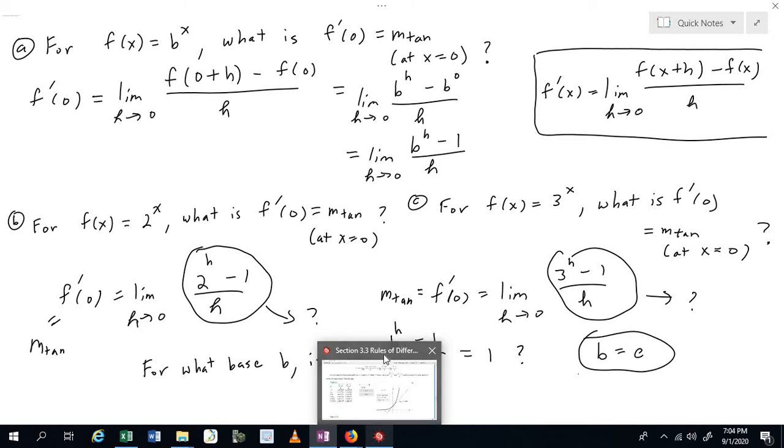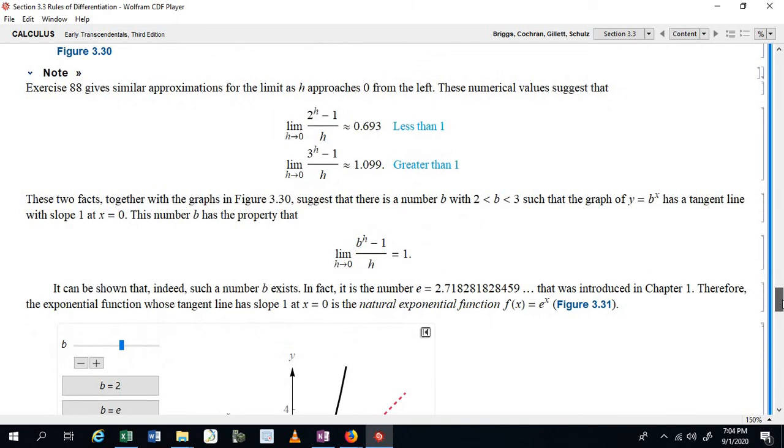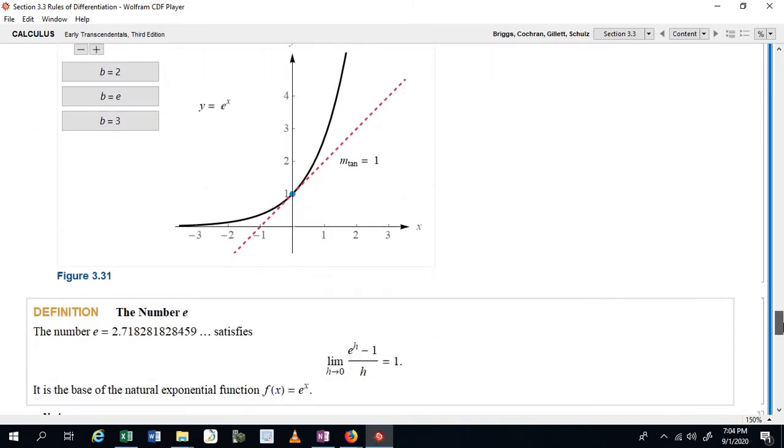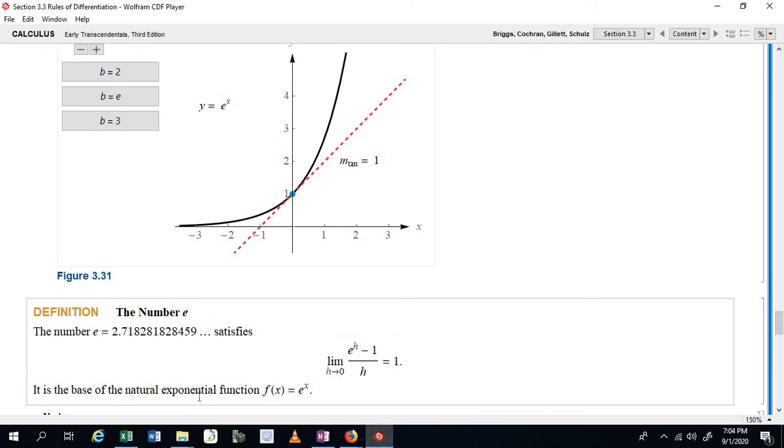Now, having said that, what we're going to do is take the natural exponential function, which is e to the x power, and we're going to try to find the derivative of that function. Okay, so let's do that next, because that's really the big goal in this video, to find the derivative of the natural exponential function.